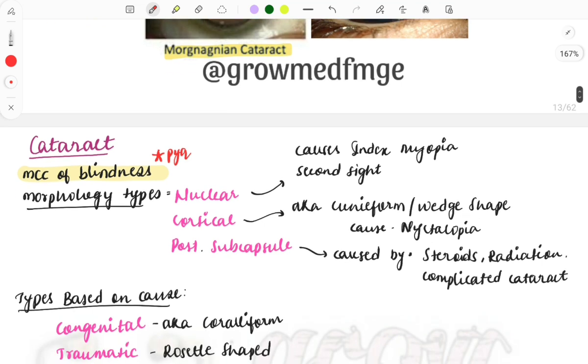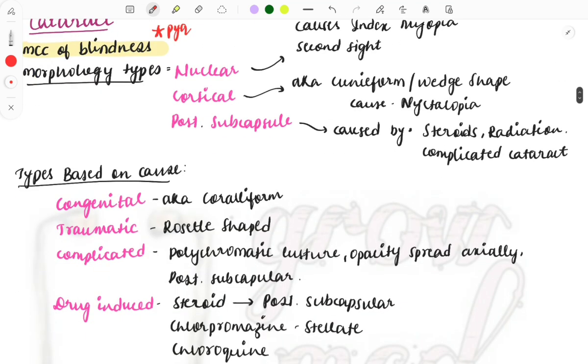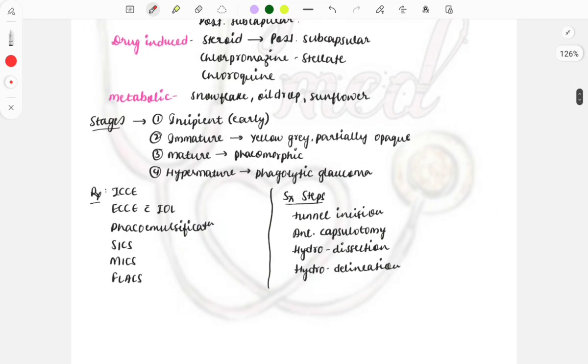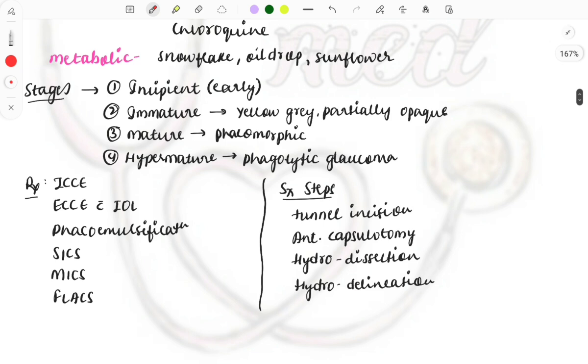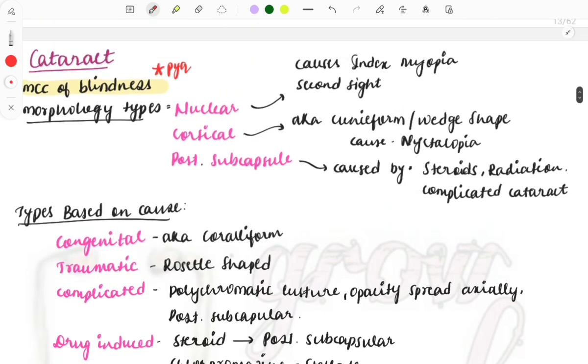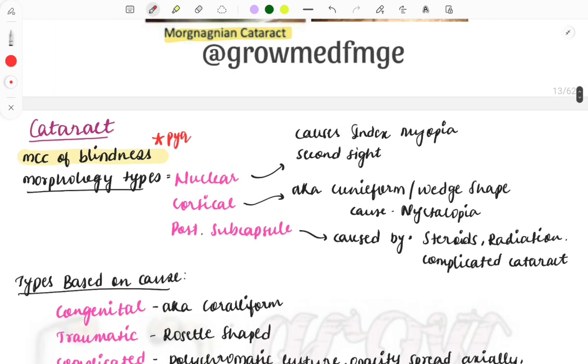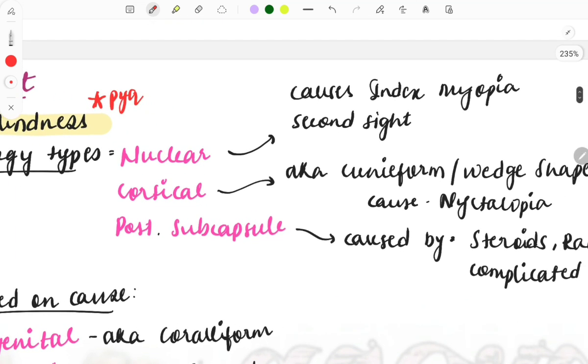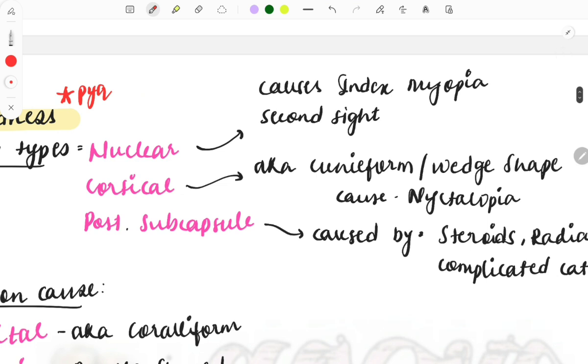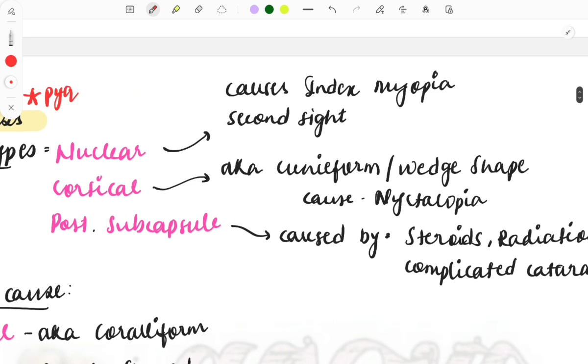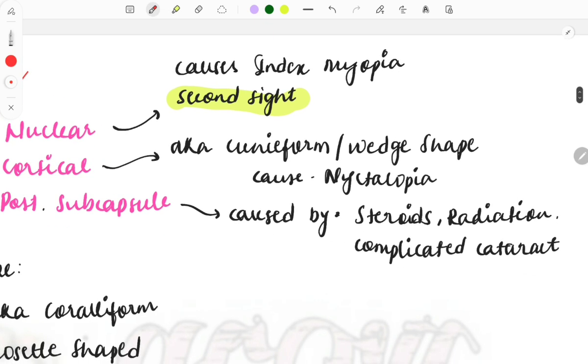Now questions are asked on the cause, and also on the stages of the cataract, and also on the treatment. It is the most common cause of blindness, and this was a PYQ. A one-liner was asked. Based on morphology, it is classified into three types: nuclear, cortical, and subcapsular. An important finding associated with nuclear is second sight, and it causes index myopia. Cortical causes nyctalopia.